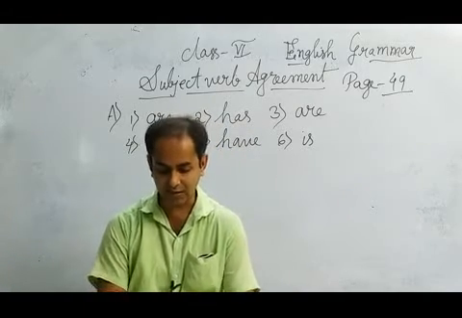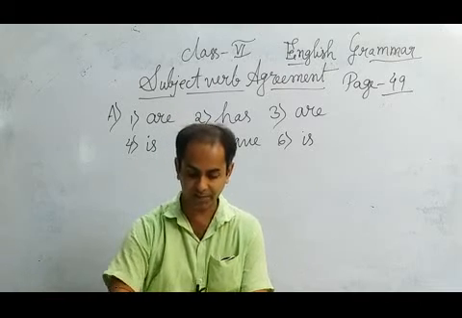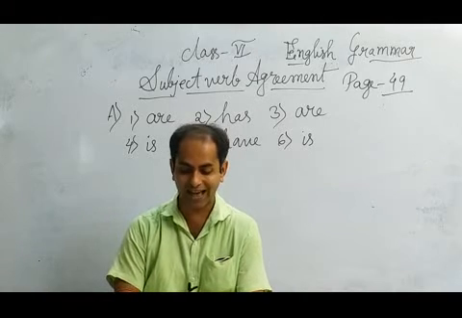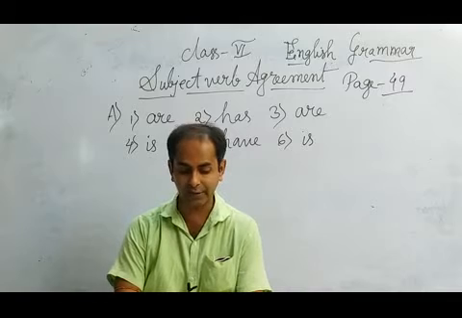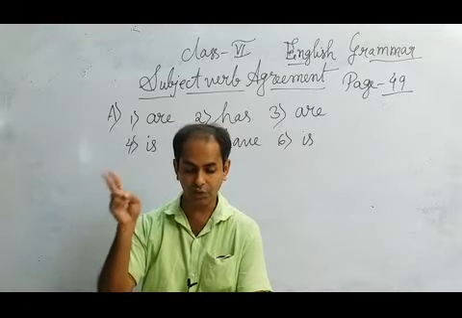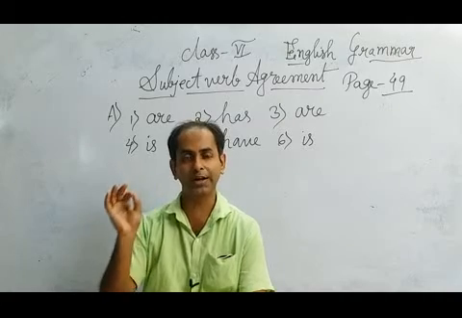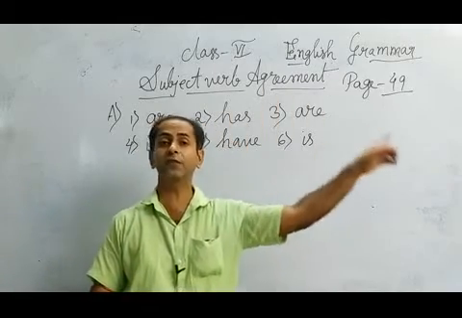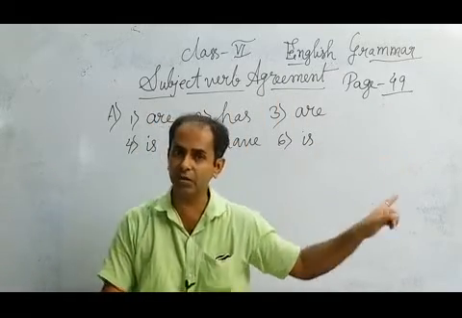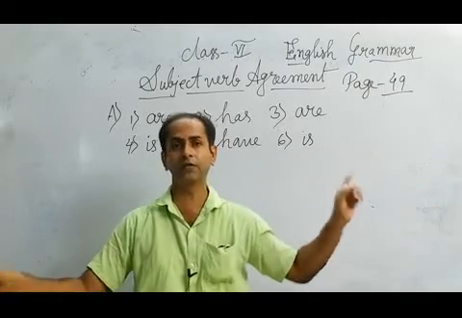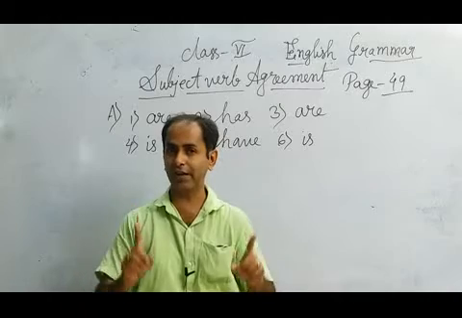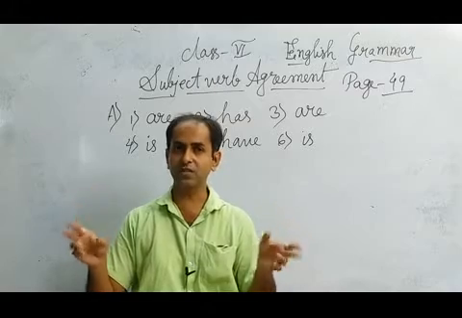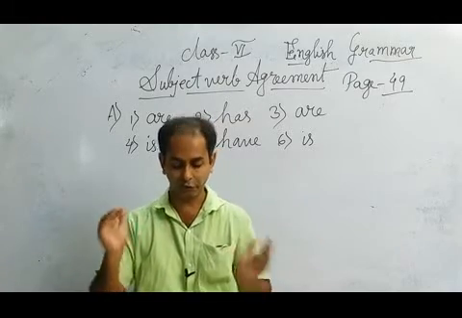When the subject consists of two pronouns or nouns, come to the next page, page number 50. When the subject consists of two pronouns or nouns and is joined with "as well as" or "with", the verb must agree with the first of them. So two nouns or two pronouns are there and they are joined by words like "with" or "as well as". Then in these cases we have to see the first subject. If it is singular, the verb will be singular. If it is plural, the verb will be plural. So this is applied when two subjects, nouns or pronouns, are joined by "as well as" or "with".